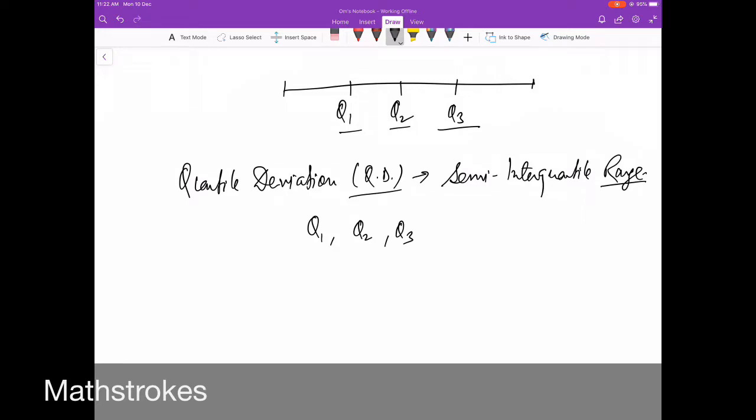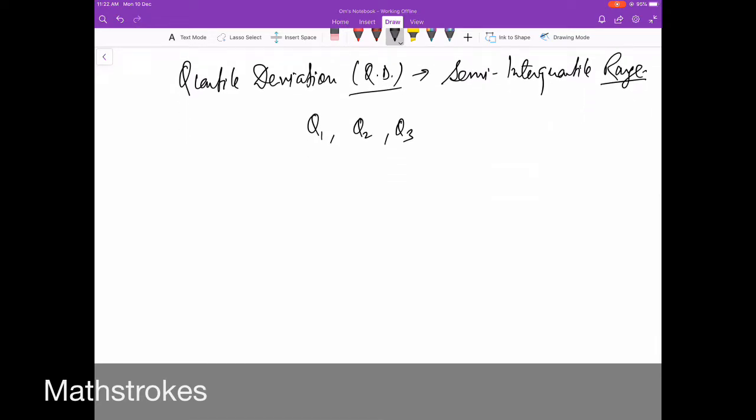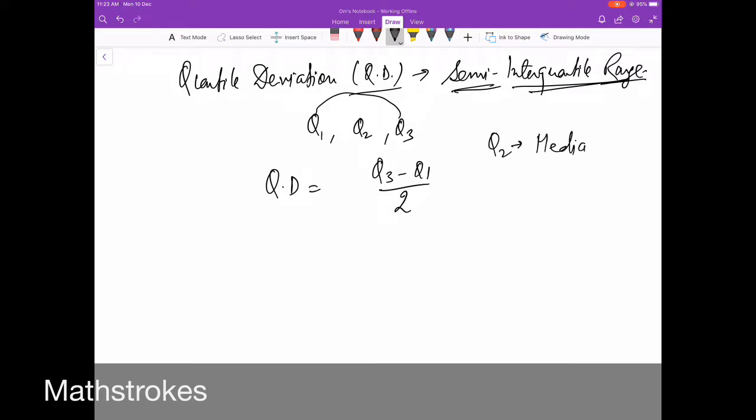I have 3 quartiles, q1, q2, q3. How to calculate q1, q2 and q3, I'll be dealing with later. But first let's define QD. So QD is q3 minus q1 upon 2. Interquartile range, that is the range, is q3 minus q1, and semi means half. So QD is q3 minus q1 upon 2. What is q2? q2 is also known as median.